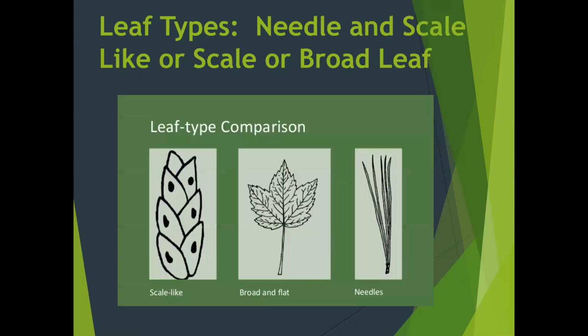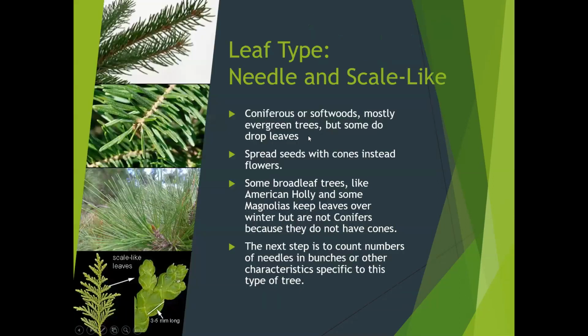So the leaf types, again, this is blown up, but if you can see my cursor, this is a scale-like leaf, and these are needles. And this maple leaf is an example of a broadleaf tree. So they're broad and flat, and they do look very different from each other. So the first leaf type, I'm just going to review what these are once more. The conifers or softwoods are mostly evergreen, which means they stay green all winter. But even more importantly, they spread their seeds with cones instead of flowers. And all of the broadleaf trees have flowers, some are pollinated by wind, some by insects.